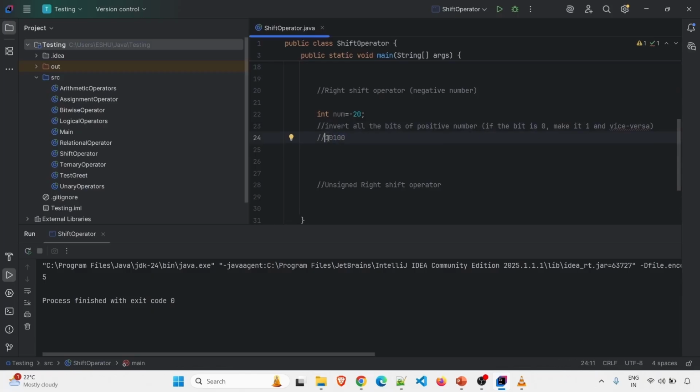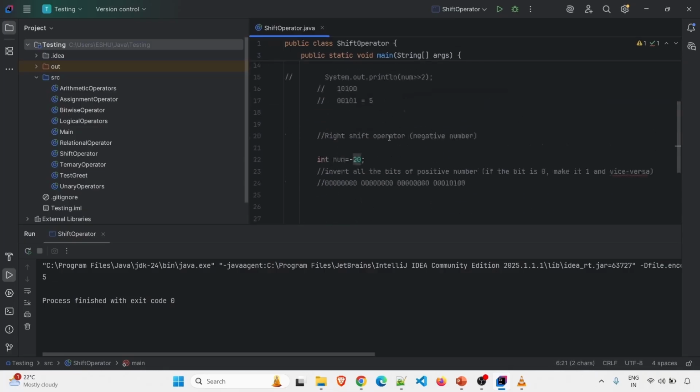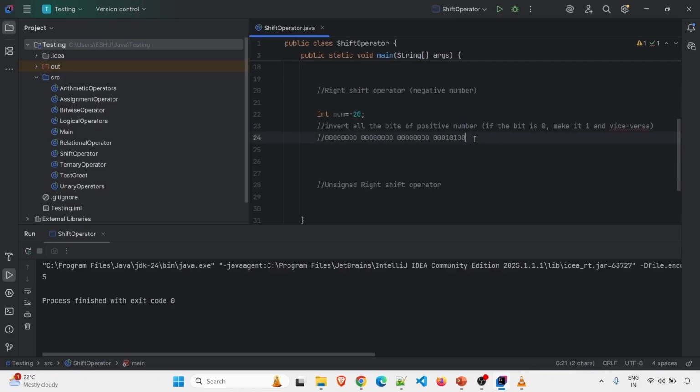In this case, we know that the 32-bit representation of this number will be written like this. We were ignoring these zeros previously, but this time we have to consider them because we have to invert the bits. So this 0 will be converted to 1. We have to take these zeros into consideration. Now this is the 32-bit representation of positive 20. So the first step is to invert these bits.